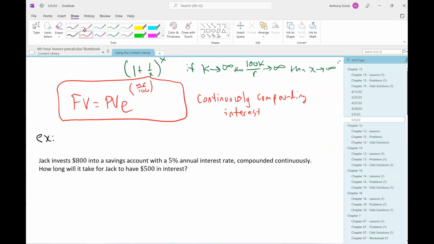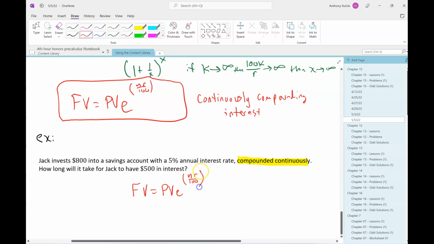Jack invests $800 into a savings account with a 5% annual interest rate, compounded continuously. How long will it take for Jack to have $500 in interest? What two words am I most interested in initially? Compounded continuously, because that tells me the formula I need to use. I have three formulas to choose from now, so I have to read the question carefully and pick the right one, because all the questions sound kind of the same. But I think we've done a good job of identifying the key words we're looking for.